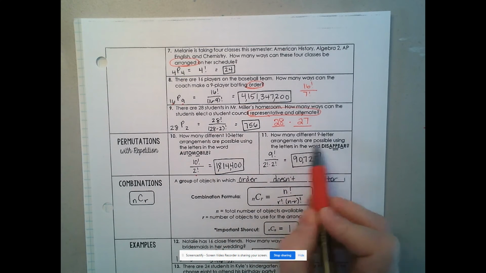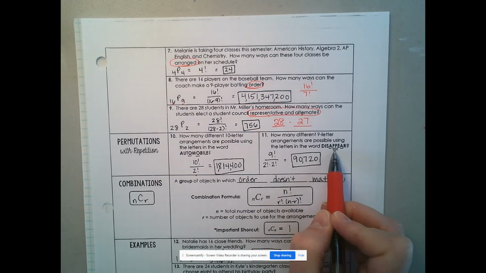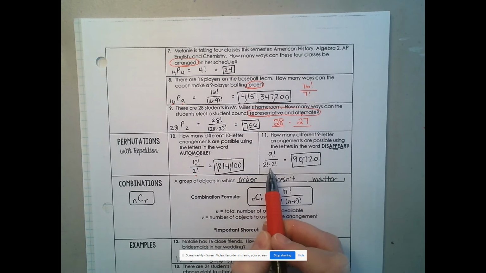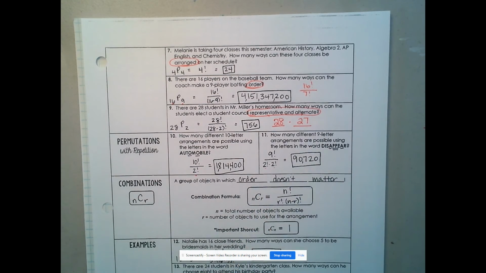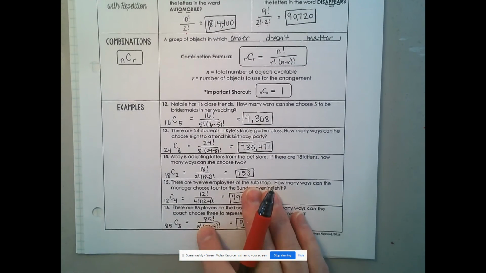How many different 9-letter arrangements are possible using the letters in the word disappear? There's a double P and a double A. So you'll notice this time there's two factorials that we have to divide out to get rid of any of the repeats. All right, so now we've got combinations.